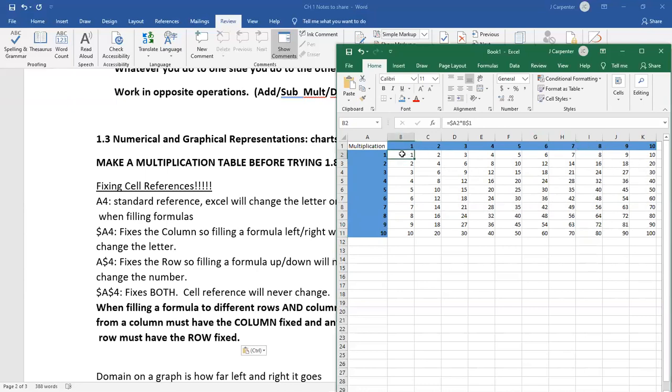So again, this right here was the formula that got everything done properly based on where I have things placed. Now, if I had started the multiplication table down here, the 1s and the A's and the B's would be drastically different. If I did, let's do the addition table.